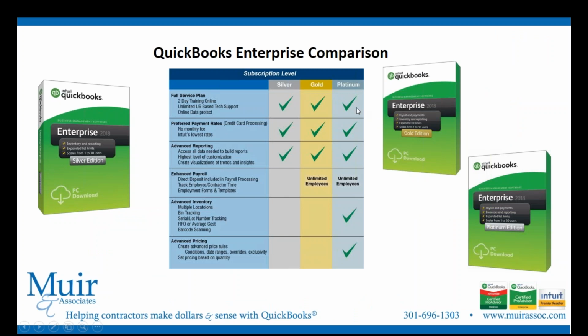So this is the silver, gold, and platinum. I want you to see what's included. They all include the online training, the US-based tech support. I forgot to mention the online data protect. That's all included. You actually get better rates on the credit card processing. The advanced reporting was a new feature that came out a few years ago. I completely forgot. I'll have to go back in and show you that in a minute for reporting.